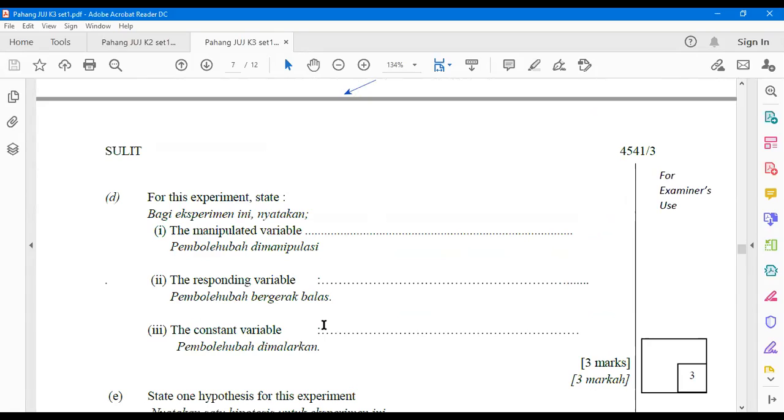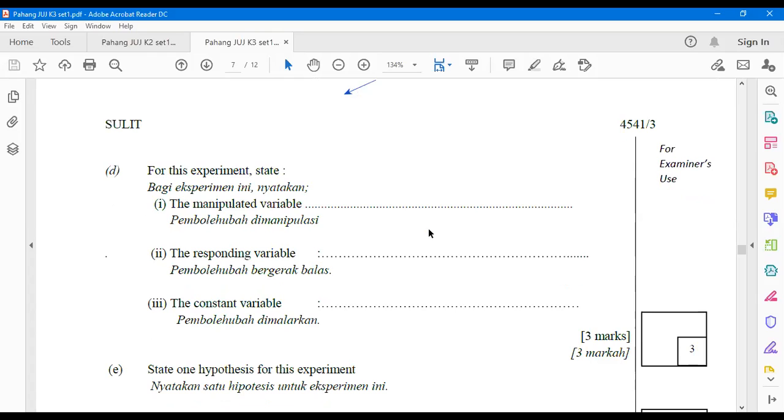What is the constant variable, Kachun? The mass of load. Okay, the mass of load. In the question up there, did they use the word load? No, right? So what is the word that they use? They are using the word weight. So you should change your word to weight. Not using the load.